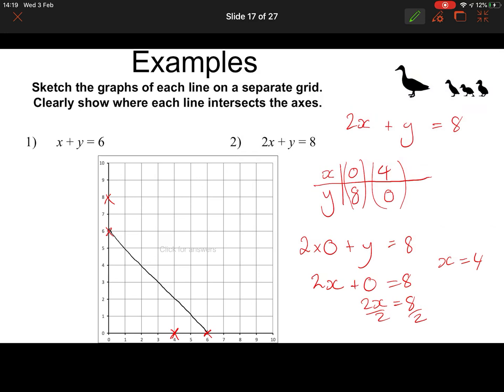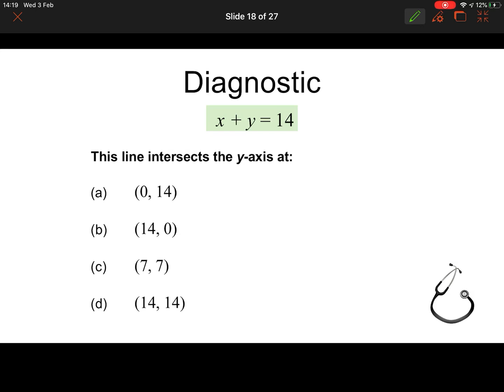0, 8 and 4, 0. Well, 4, 0 is here, and 0, 8 is here. So here, and now I know it's a straight line, so I can just connect them up like that. Okay, connect them up.